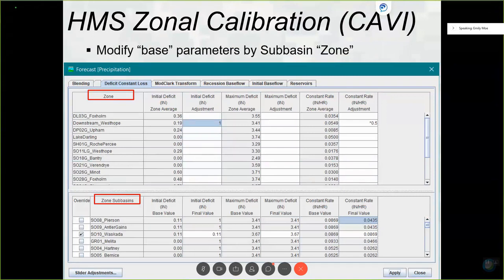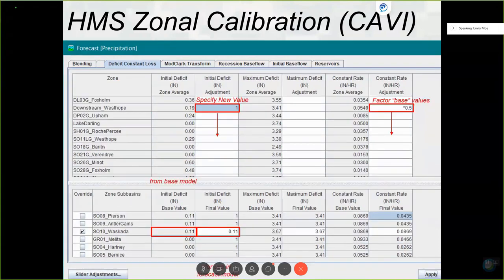One good way to approach setting up zones is by gauge, similarly to how we selected the computation point grouping in the last example. Defining the groups of subbasins within each zone allows the modeler to scale or modify the entire group of subbasins in the same fashion all at once. For example, here in the top window, we're working in the downstream West Hope zone since we have that row highlighted. In the lower window, all of the subbasins assigned to that zone are shown, along with their base values of the loss parameters. These base values within the CABI typically come from the original HMS calibrated values.